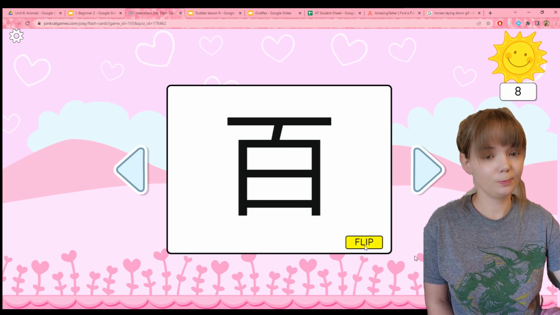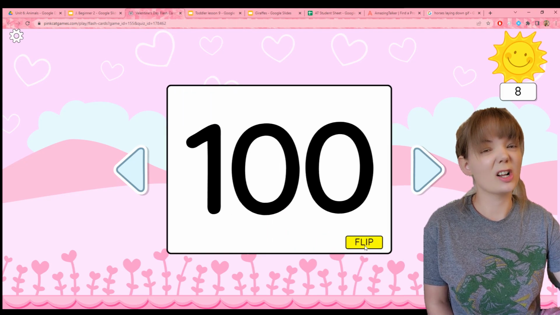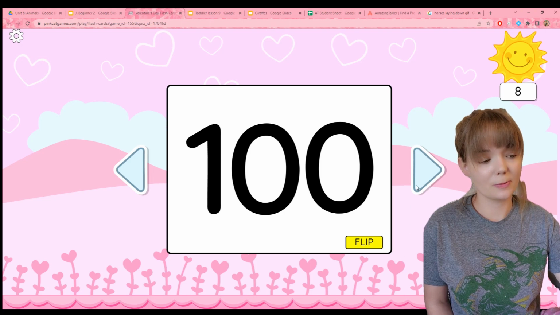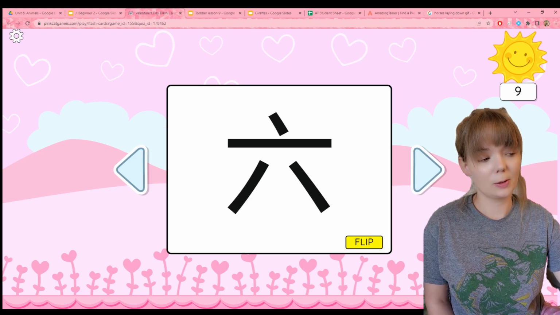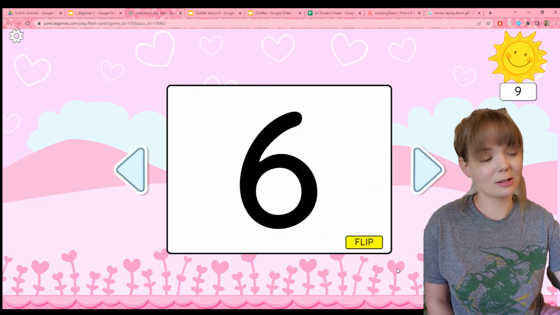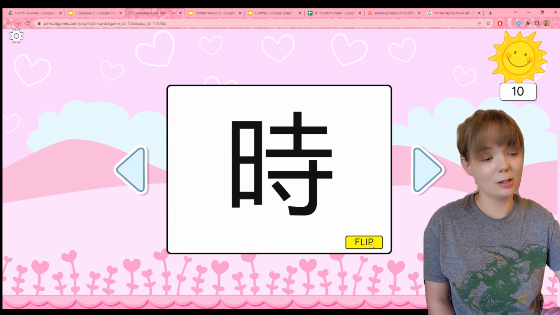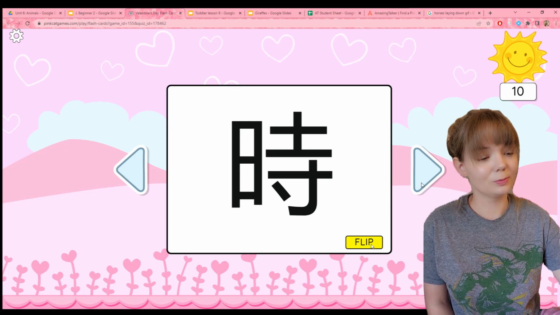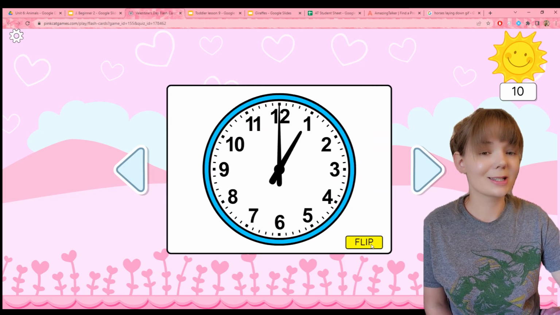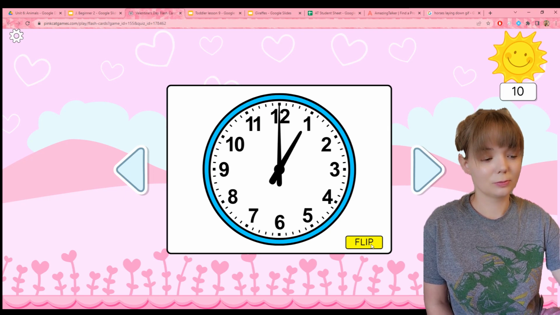How about this one? Ready? 100. Lots of numbers so far. Okay, here's another one. We're almost done with the numbers. This one is 6. Roku. How about this one? Do you remember? We have the kanji for sun squeezed over here, and then the kanji for temple. They're next to each other. We talked about it a little bit. It's time. Hour. What time is it?